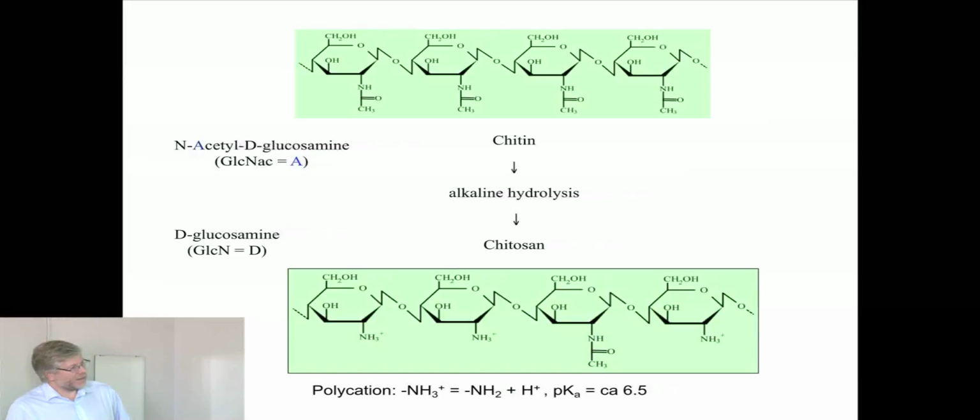The pKa value is about 6.5. That is a little below physiological pH. So if you want to use chitosan with human cells at pH 7.4, we have about 10% charges and 90% no charge. So it's weakly positively charged. But because of this, it binds very well to cell surfaces, for instance, which have negative charge.